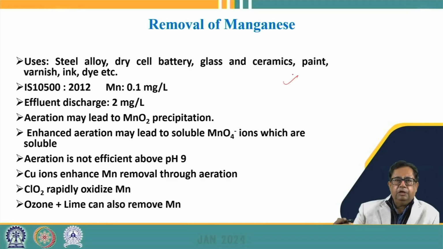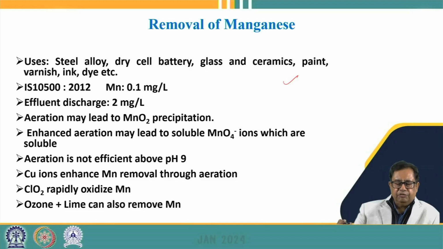For example, manganese may come from steel alloys, dry cell batteries, glass and ceramics, paints, varnish, inks and dyes, etc. Manganese can impact human health. If we are taking a very high concentration of manganese, it may lead to problems in the stomach.